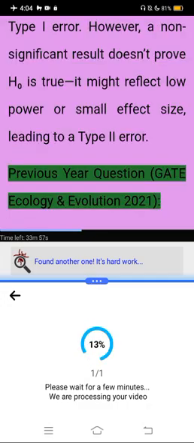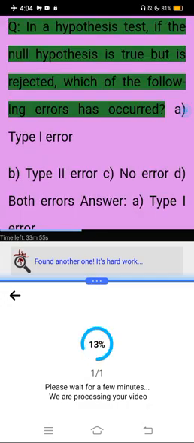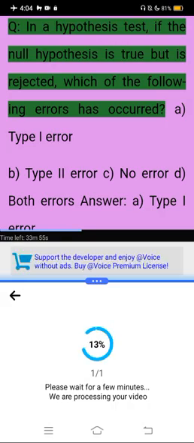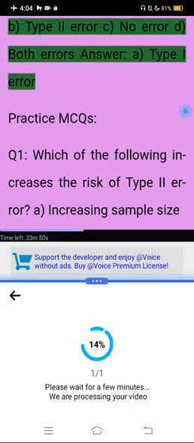Previous year question, GATE Ecology and Evolution 2021. Q. In a hypothesis test, if the null hypothesis is true but is rejected, which of the following errors has occurred? A. Type 1 error. B. Type 2 error. C. No error. D. Both errors. Answer: A. Type 1 error.